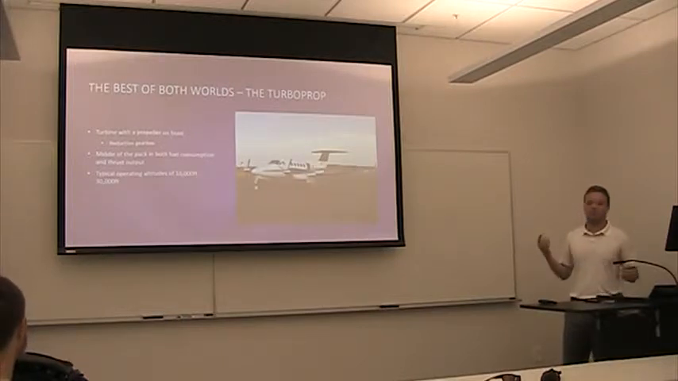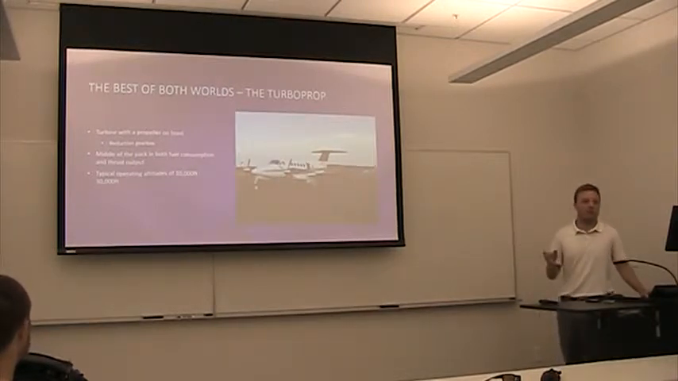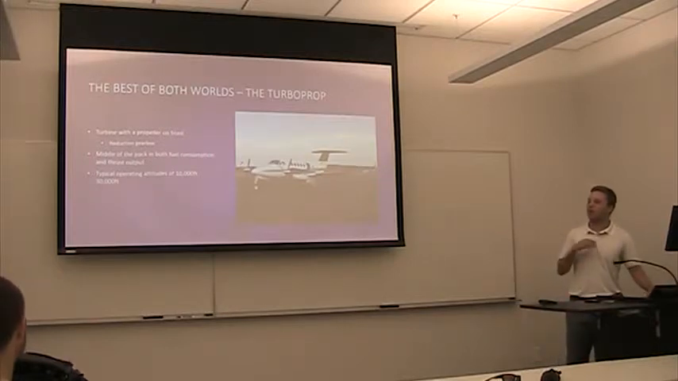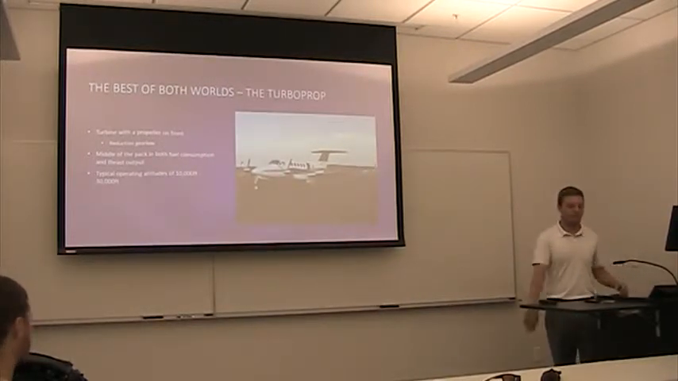The turbine spins pretty fast, about 30, 40,000 RPM. So there's a reduction gearbox because the propeller only spins about 2,000 RPM. But it's middle of the pack in fuel consumption, thrust output, and operating altitudes. Piston aircraft generally operate from sea level to 10,000 feet. Jets operate at 30 to 40,000 feet. So these turboprops are kind of right in the middle in that respect.